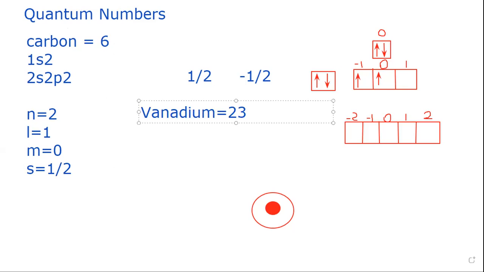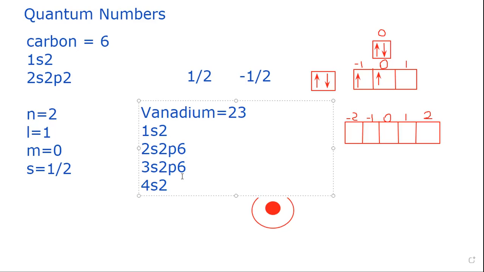Vanadium, 23 electrons. Electron configuration is 1s2. Keep going. 2s2. What else? 2p6. What else? 3s2. 3p6. And then 4s2. And then you go back to the third energy level and you do 3d, how much? 3. I know it's 3 because, you know, I have a very fast brain. I already counted them. All right, so this is what we have.